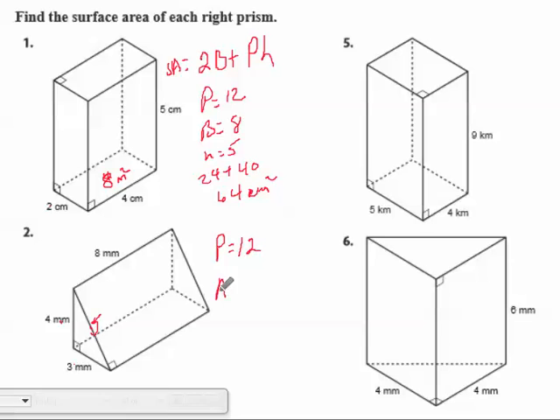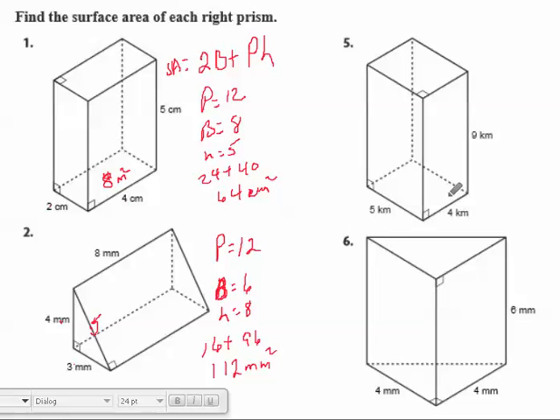My base area is 3 times 4 is 12 divided by 2, which is 6. My height is 8. And so we can figure out the surface area. It'd be 16 plus 12 times 8 is 96. And you add those together, you get 112 millimeters squared.